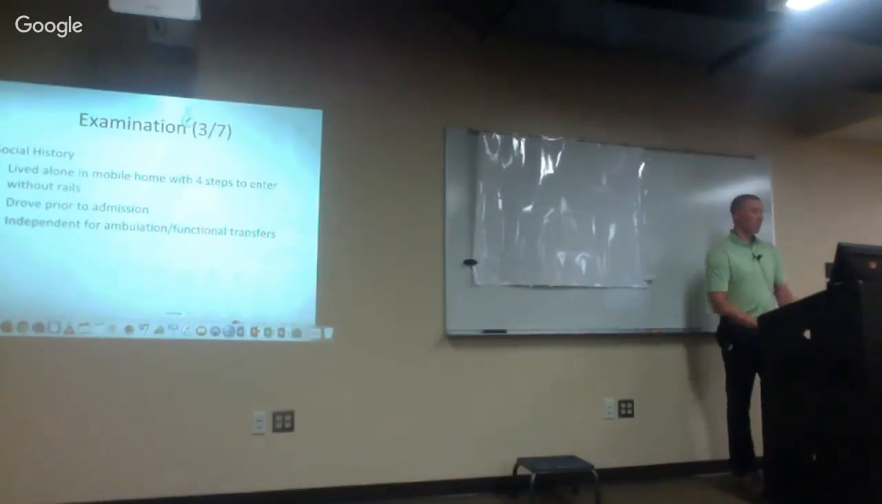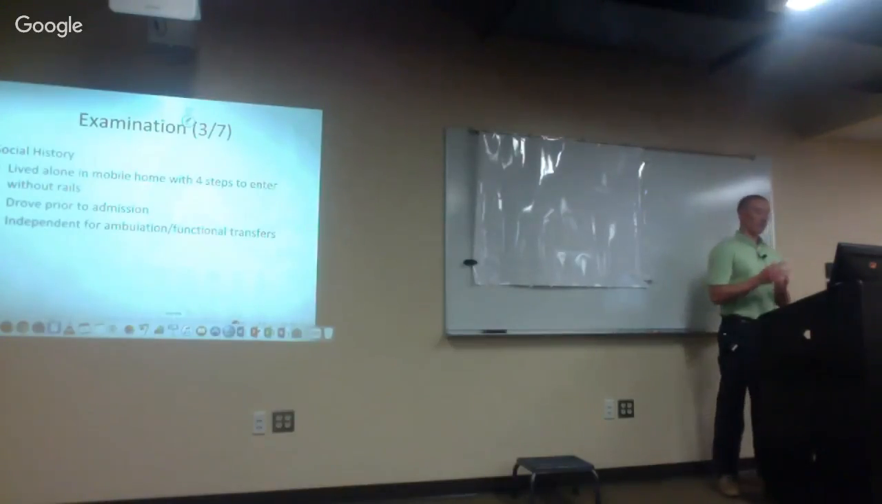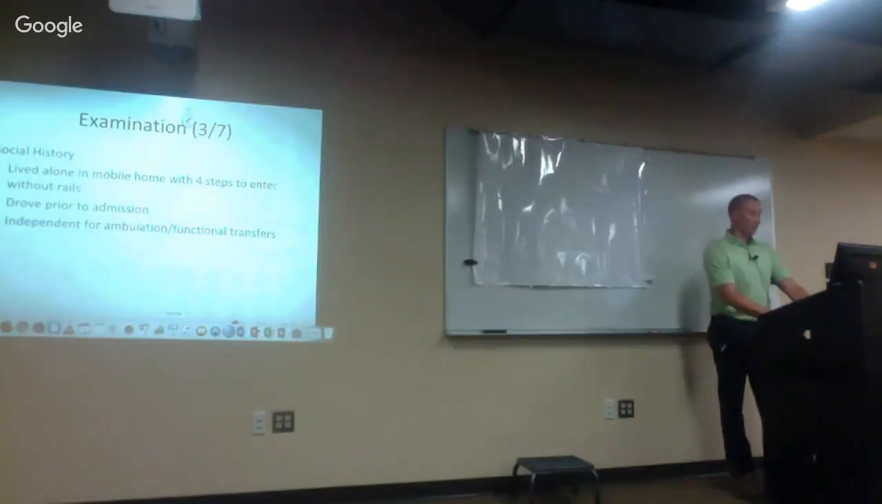So the first part of the examination, we did a little bit of the social history. She lived alone by herself in a mobile home with 4 steps to enter. She was independent with basically everything, driving, everything before we saw her. And I also learned that she had a 26-year-old son that had recently committed suicide. So like I said, her family dynamic was just not very good. And that was definitely one of those things that I had to consider during the line of care also.